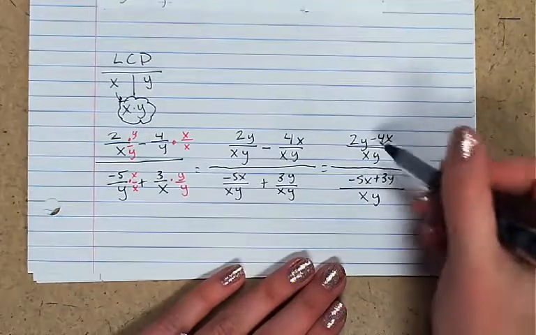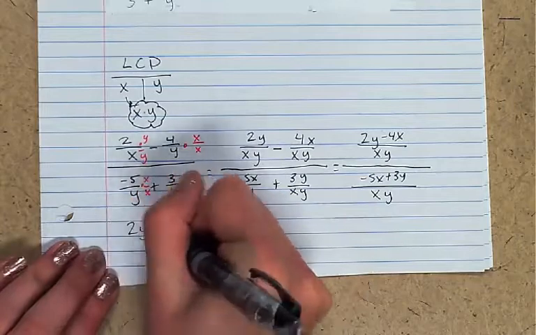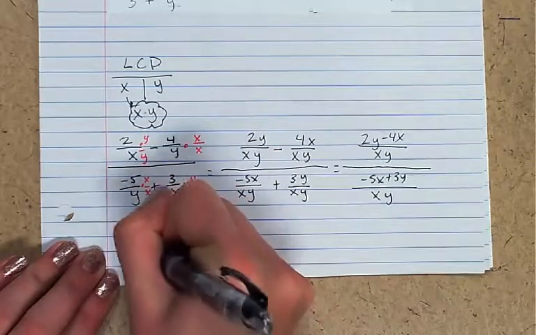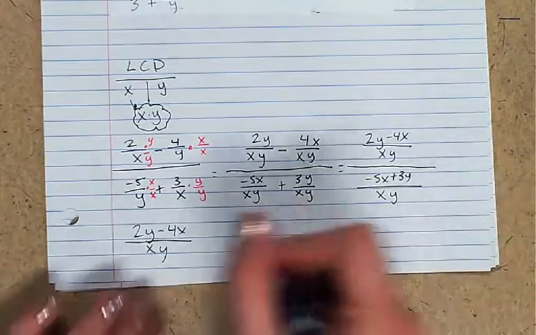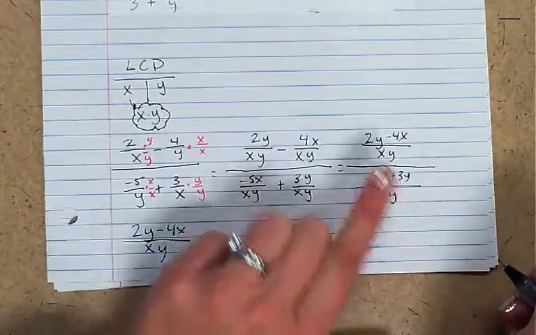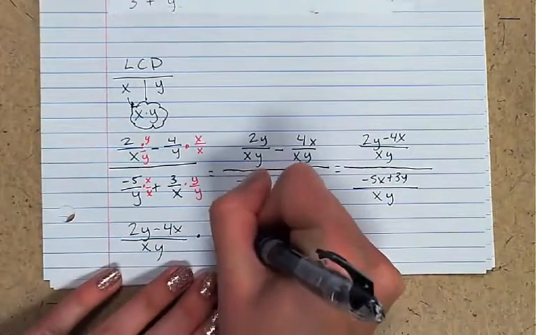Okay, so now we just have one fraction divided by another fraction. Now we can do the keep. Leave the orientation of the top alone. Change this to multiplication. Flip. Keep, change, flip. Or multiply by the reciprocal.